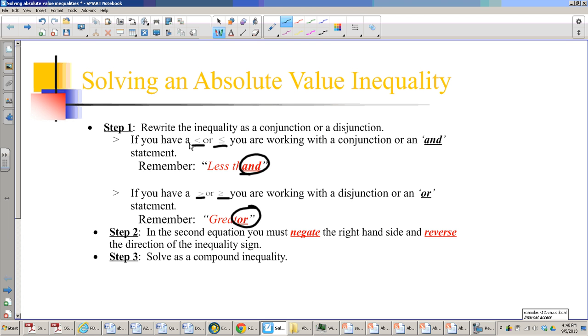In the second equation, we must negate the right-hand side and reverse the direction of the inequality sign. All that means when we negate is we multiply by negative 1. And remember, when we multiply by a negative number, we have to flip the sign. Step 3, we solve the compound inequality.